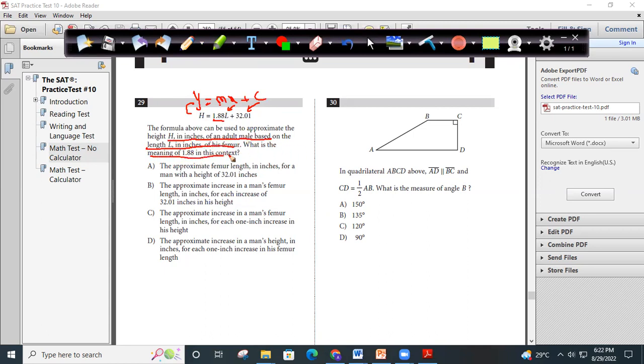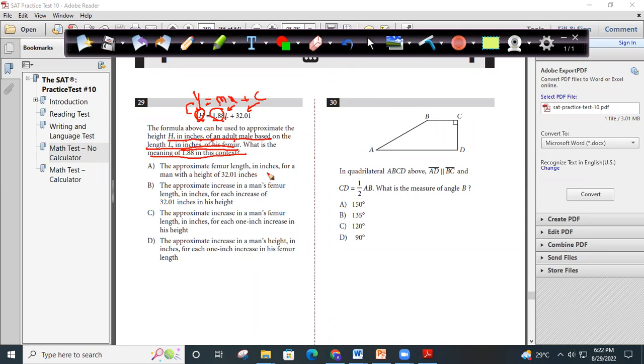What is the meaning of 1.88 in this context? So they're asking, what is the meaning of 1.88? They're asking, what is the meaning of slope? What is the change in the height in inches of an adult male for a 1 inch increase in his femur length?